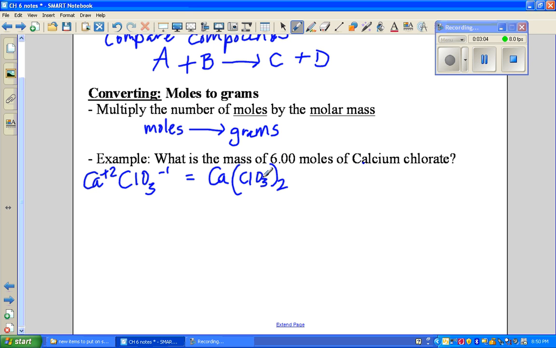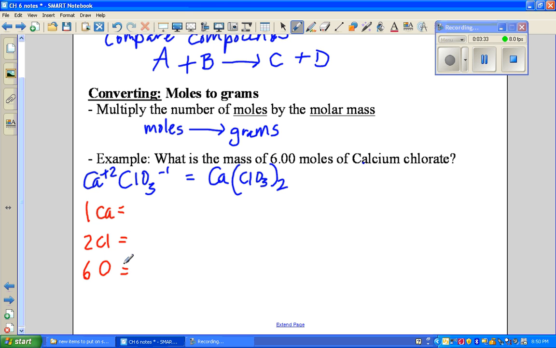Okay, so the first thing I'm going to do in all of these cases, when it's talking about mass, I should be thinking molar mass. So the first thing I'm going to do is calculate my molar mass. I have 1 calcium, and hopefully you see that we have 2 chlorines and 6 oxygen. So I have 1 calcium, 2 chlorine, and 6 oxygen.